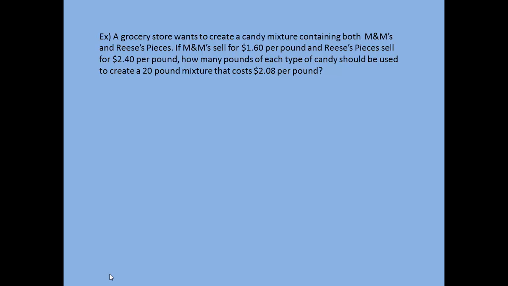Now there's a lot of information here in this word problem. I like to start off by thinking of, how many things am I looking for? And in this case, the question here, it says how many pounds of each type of candy. So I'm looking for two things, because there's two types of candy. I'm looking for how many pounds of each type of candy should be used to create a 20-pound mixture. So that means I'm going to need two let statements.